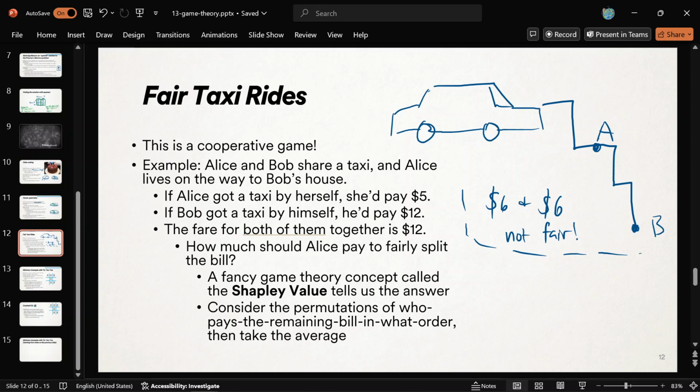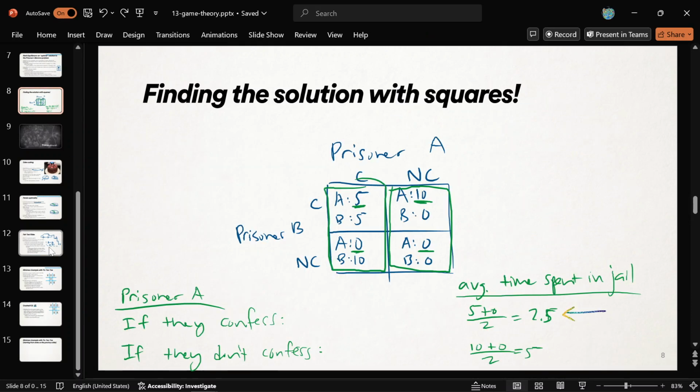And the way that you can find the right number, a decent number, is to use what's called the Shapley value to determine this number called the Shapley value for this problem, okay? And so the way that you do that is you think about all the jumblings of orders. So permutation just means orders. So it's orders of what? Orders of who pays the remaining bill, which is a very weird thing to think about, but I'll explain it with a drawing. And then you average them together, just like we were doing an average for the prisoner's dilemma.